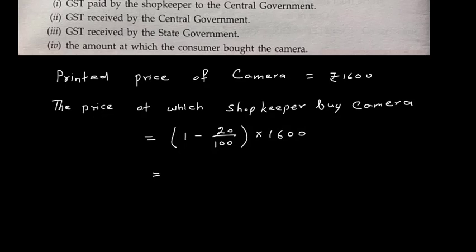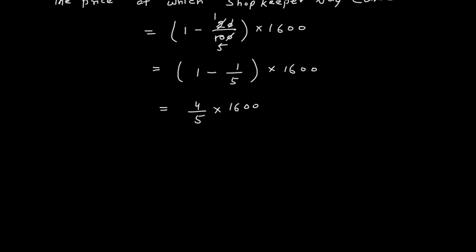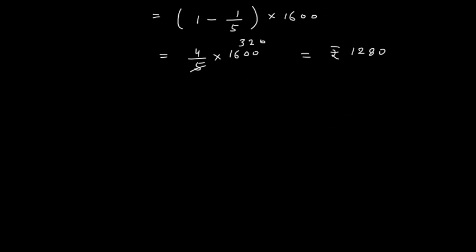So here this 0 will cancel, and 2 1s are 2, 2 5s are 10, so it is 1 minus 1 upon 5 times this 1600. So this is 5 minus 1, it is 4 upon 5 into 1600. I hope you have no problem in this calculation. Now 5 3s are 15, 1 5 2s are 10, 320. 320 into 4 is 4 2s are 8, 4 3s are 12. So the price at which the shopkeeper buys the camera is 1280.